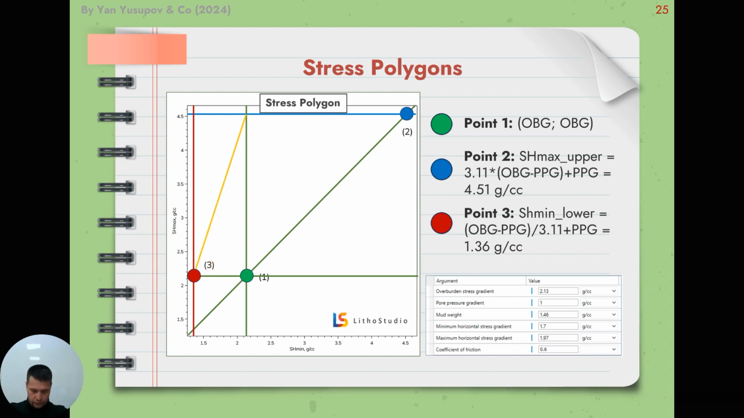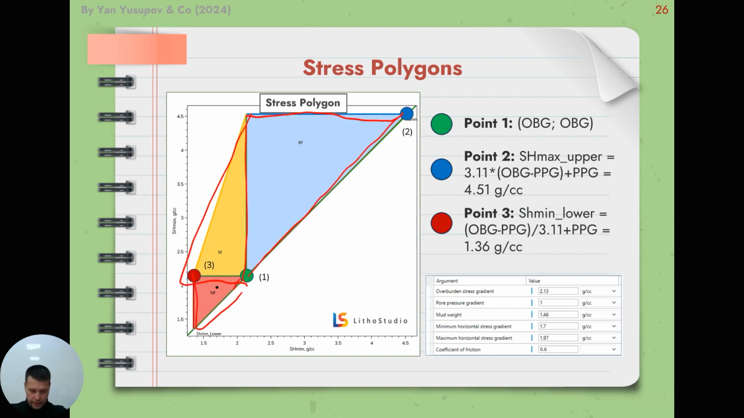After we close these points, we divide the closed polygon into 3 parts and get 3 areas, where the upper area is reverse fault, then strike slip, and normal fault.